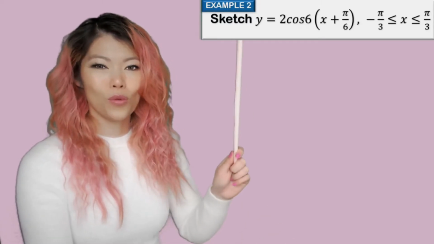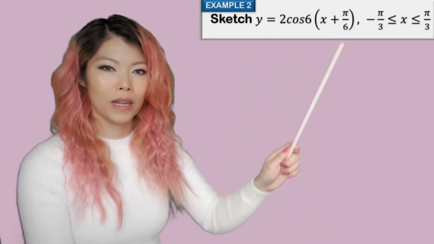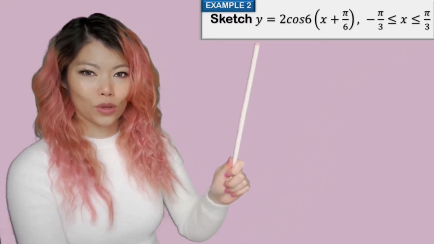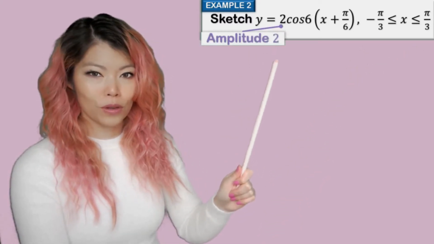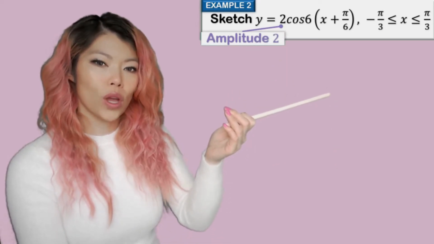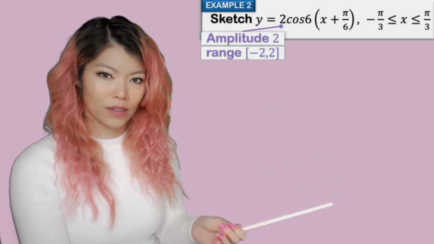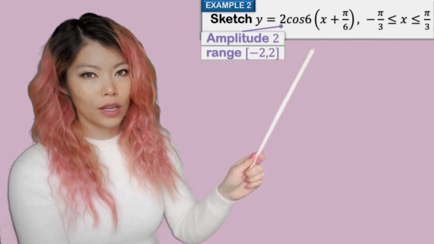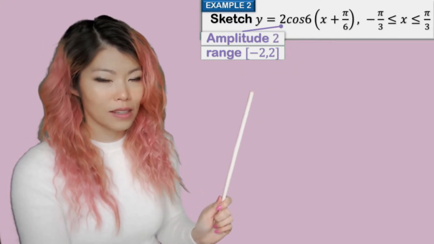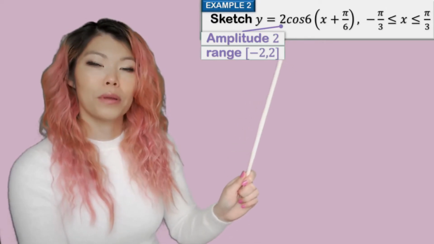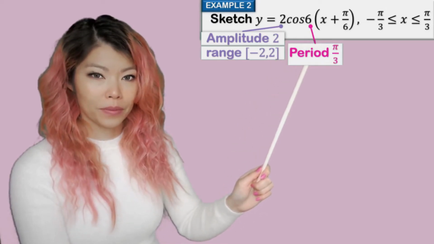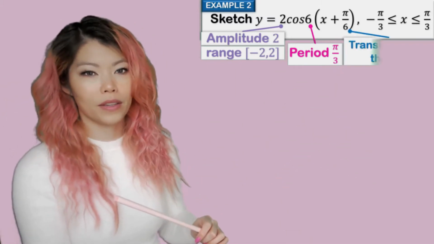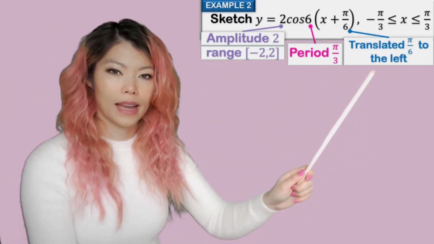Example 2, sketch y equals 2 cos(6x plus pi on 6) between minus pi on 3 and pi on 3. So the 2 tells us the amplitude, which means our highest value is 2 and our lowest value is negative 2. The 6 gives us the period, 2 pi on 6, and 2 over 6 is the same as a third. So the period is pi on 3. The plus pi on 6 is the translation to the left by pi on 6. We'll worry about that bit later.